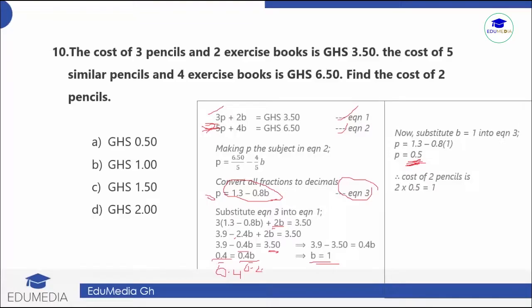Okay, now the question said we should find the cost of 2 pencils. So therefore the cost of 2 pencils is 2 times p, that's 2 times pencil. So you know that the pencil is 0.5, so 2 times 0.5, which is 1. So it means the cost of 2 pencils is 1 cedi. That is it here.